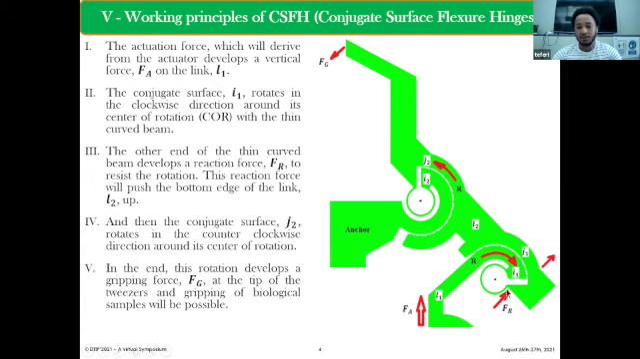Then the other end of the curved beam develops a reaction force Fr to resist this rotation. Because of this reaction force, this inclined link, as you see, will move in the upward direction. And then the conjugate surface J2 will rotate in the counterclockwise direction around its center of rotation. In the end, this rotation will develop a gripping force at the tip of the tweezer, and at the end, the gripping of the biological sample will be possible.